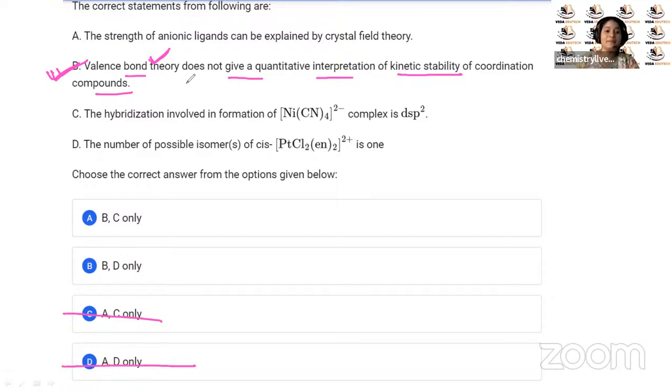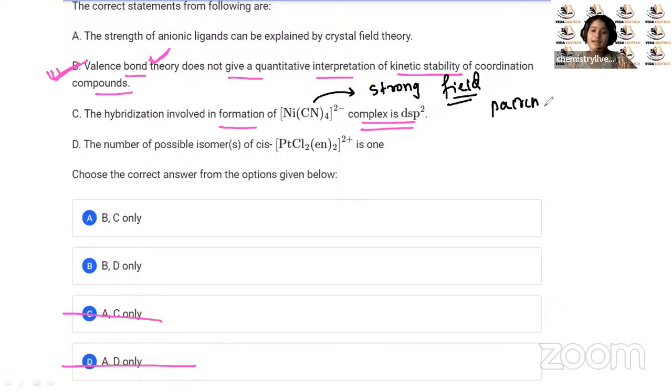Now, the hybridization involved is dsp2. As this is an exam, children, you are not going to solve the entire thing. You know that cyanide is a strong field ligand. As it is a strong field ligand, you know what is going to happen, children? There is going to be pairing. And when there is pairing, you are going to use your inner d orbitals, right?